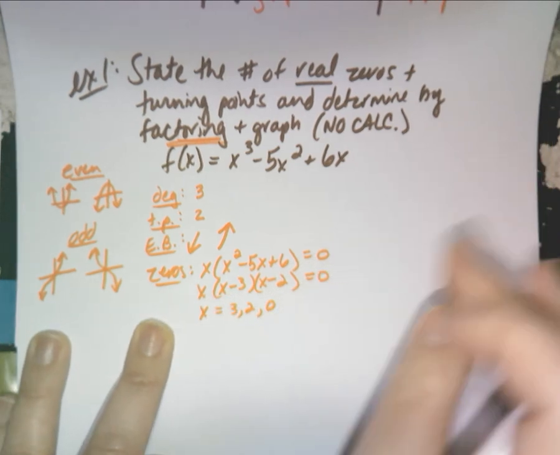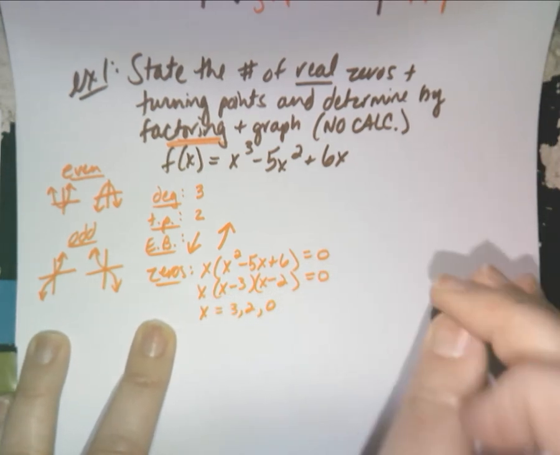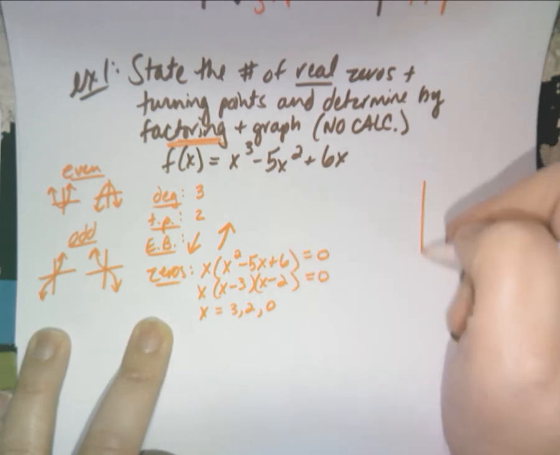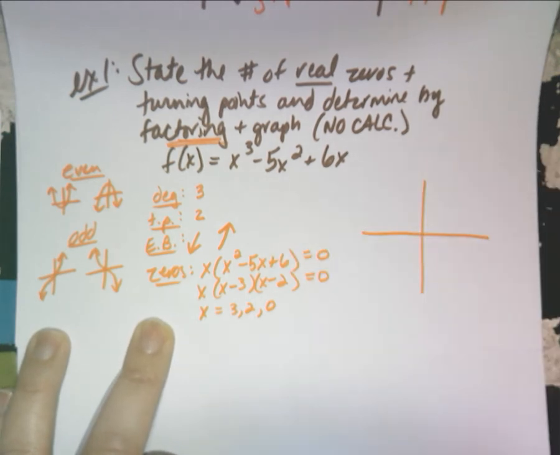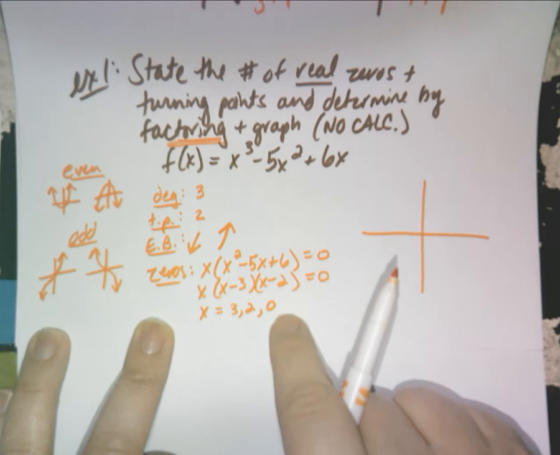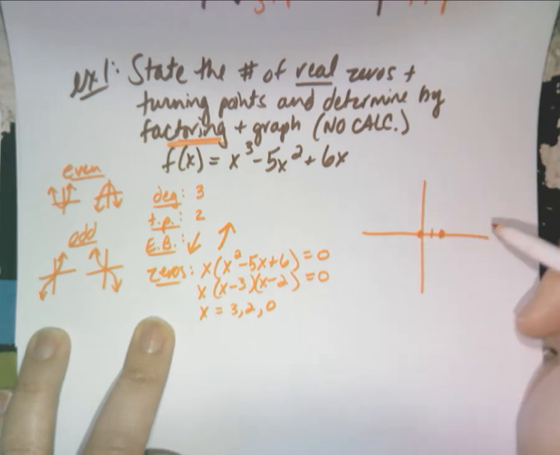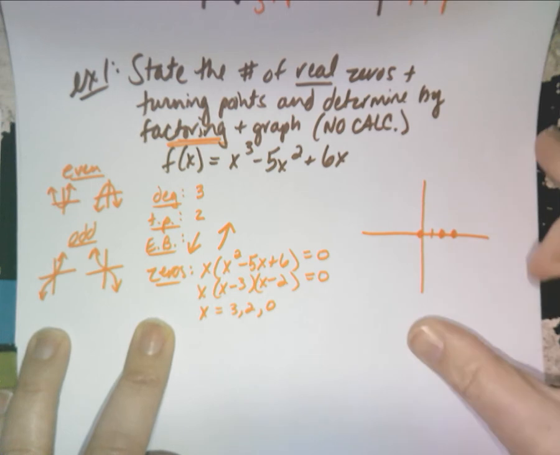So then when you go to sketch this graph, here's what I want from you. You can check it in the calculator, but I don't want you to use the calculator. You won't be able to on the quiz. So you will then make a graph. You'll go to your zeros, 0, 2, and then 3, okay?